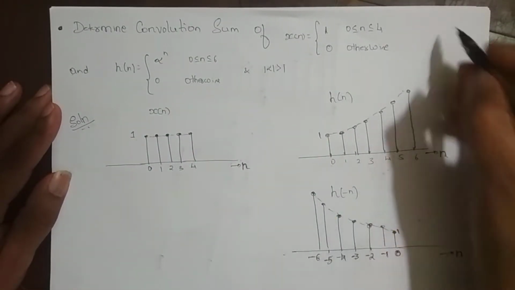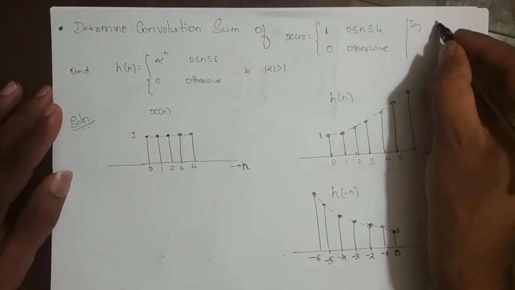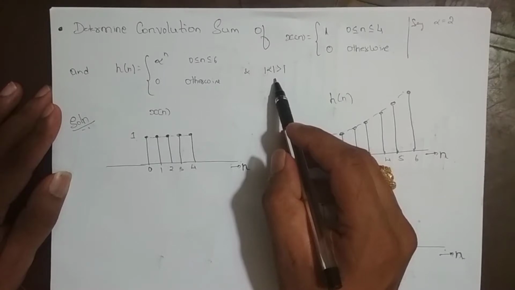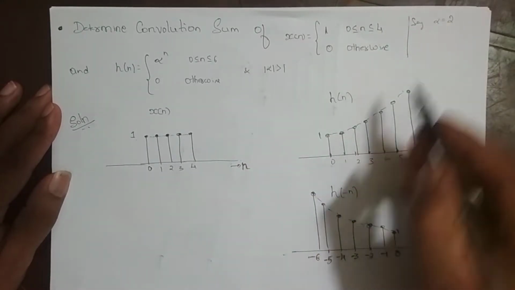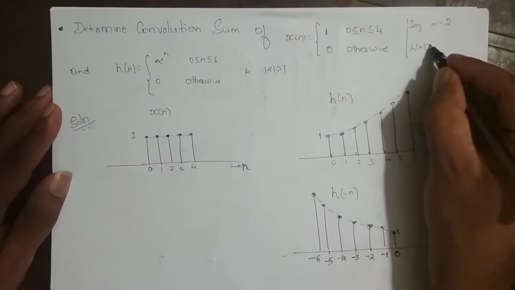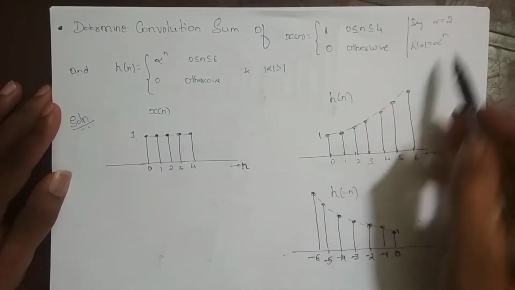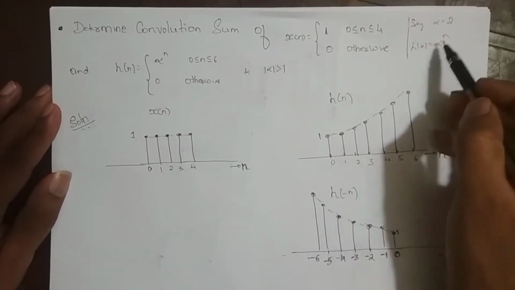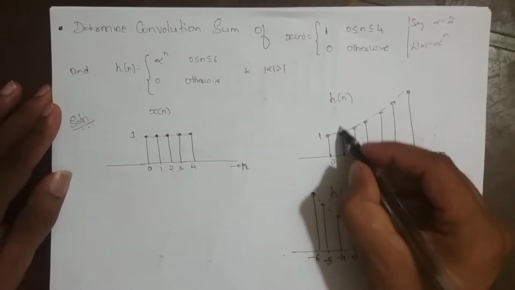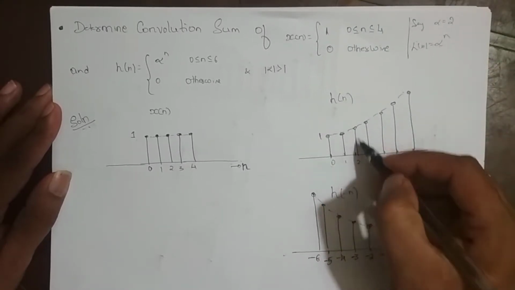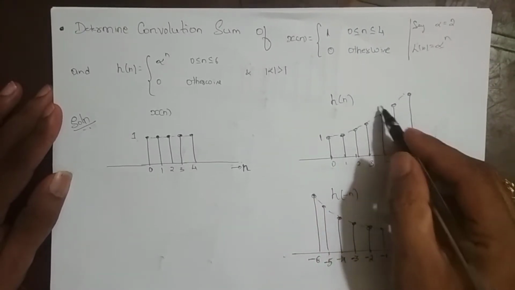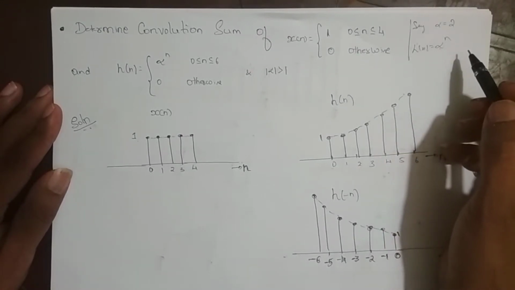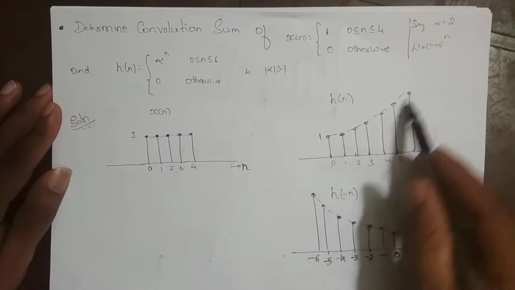Say alpha is 2, just assuming to convince you it's an exponentially increasing signal. So if alpha is 2, what is our h of n? Alpha power n, right? When n equals 0, what is 2 power 0? It is 1, right? When n equals 1, 2 power 1 is greater than 1, right? And if n is 2, it is still greater. So it is basically an exponentially increasing signal. Fine.